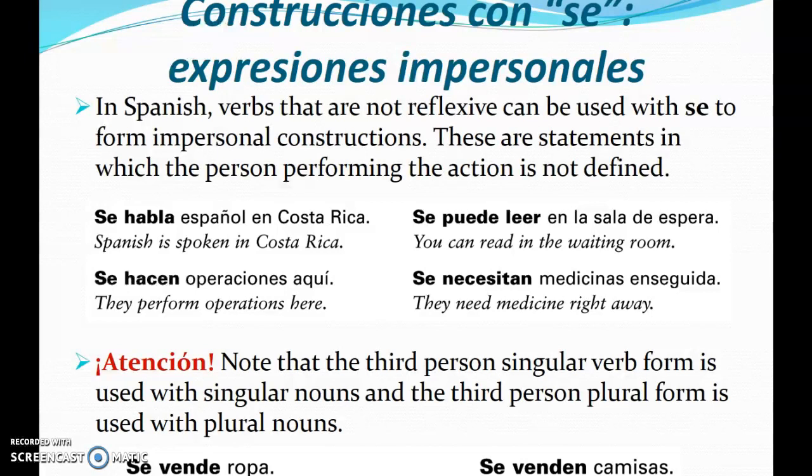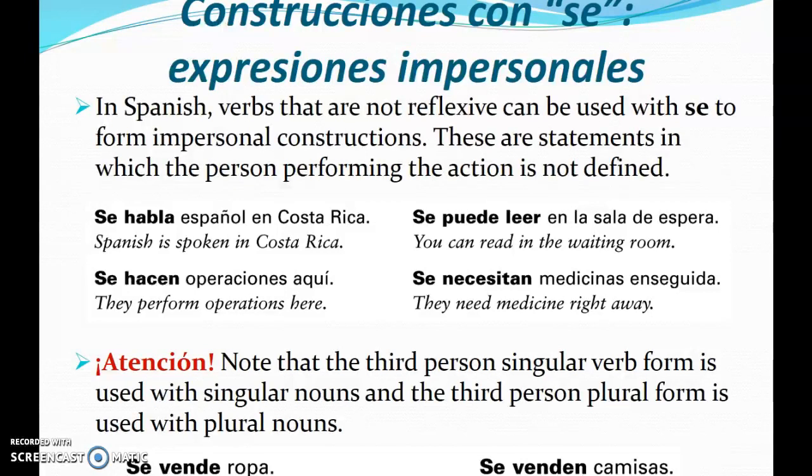So, se habla español en Costa Rica. So, Spanish is spoken in Costa Rica. Se puede leer en la sala de espera. So, you, or in English we have this general one, not talking about any specific person, but you can read in the waiting room, and that's just open to anybody, not directed towards a specific person. Se hacen operaciones aquí. So operations are performed here. In other words, they, whoever they may be, perform operations here. And se necesitan medicinas enseguida. So medicine is needed right away, or they, whoever they may be, need medicine right away.